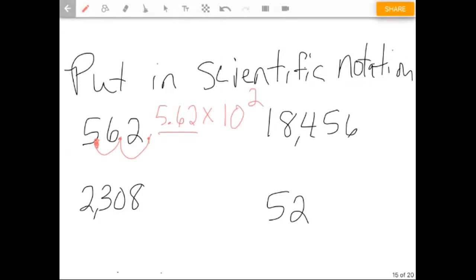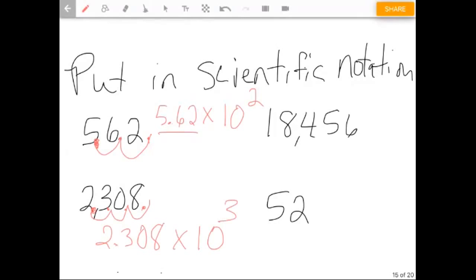2,308, if we put the decimal at the end, that's 2,308, not between 1 and 10. If we put it here, 230.8, not between 1 and 10. If we put it here, 23.08, not between 1 and 10. But if we put it here, 2.308, that number is between 1 and 10. So it's 2.308, and then to get that decimal to the end, we have to go 1, 2, 3, so it'd be to the 3rd power.